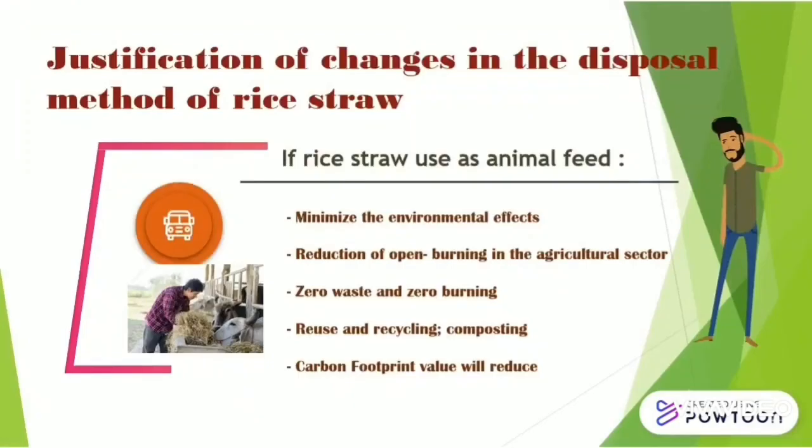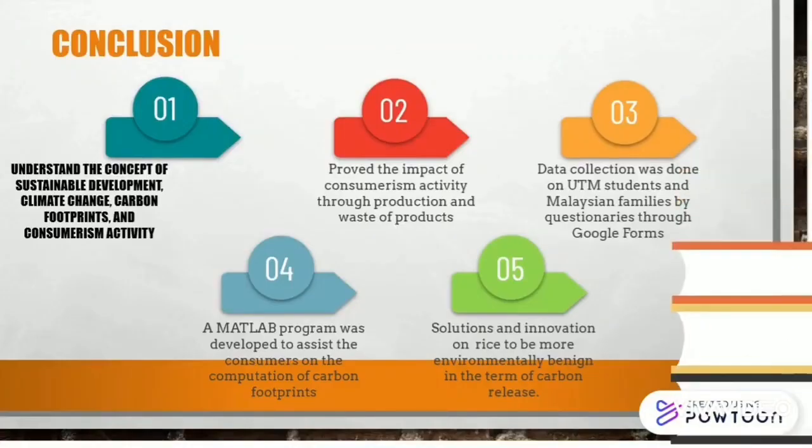As the justification for changing the disposal method of rice straw from open burning to animal feed, we can really minimize the environmental effect when farmers avoid the open burning disposal method with these two recommended techniques. When implementing this technique of reusing or recycling the rice straw, at the end of the process there will be zero waste, and our ultimate intention to reduce the carbon footprint will also be achieved. These are the 5 conclusions which show the chief objectives.